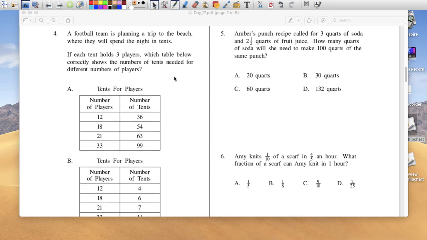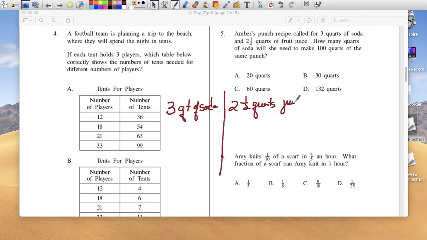Okay, so this one, number 5, there's an issue because none of the answers shows me the correct answer. So I'm going to do it anyway. We have 3 quarts of soda. If I mix 3 quarts of soda with 2.5 quarts of juice, I'm going to get a total of 5.5 quarts of punch, right? So if you want to make fruit punch, you mix this much soda, this much juice, and you get 5.5. That makes sense, right?